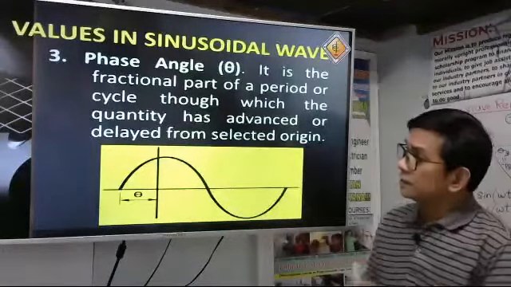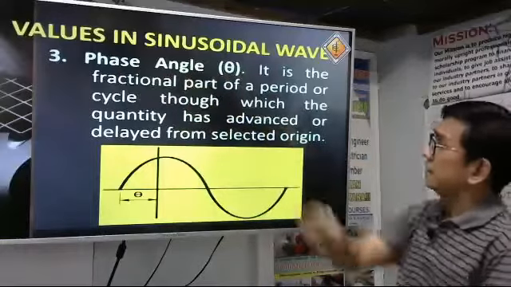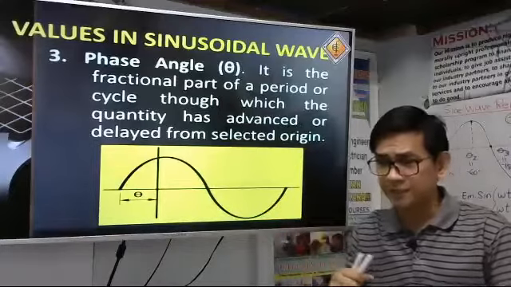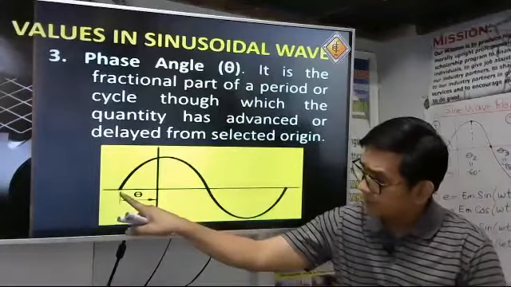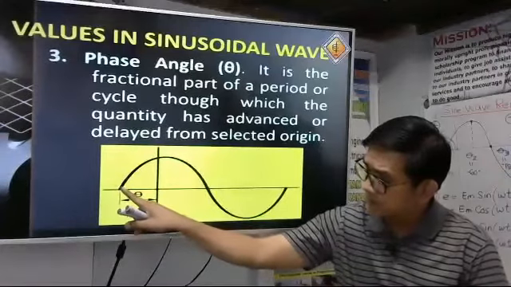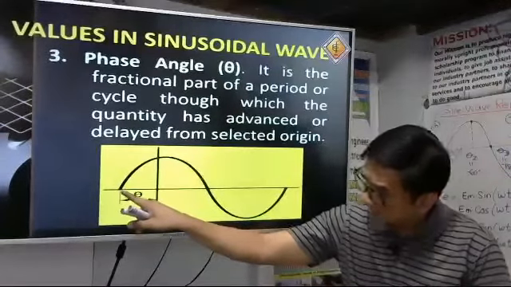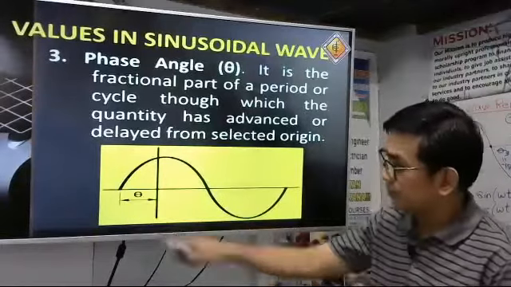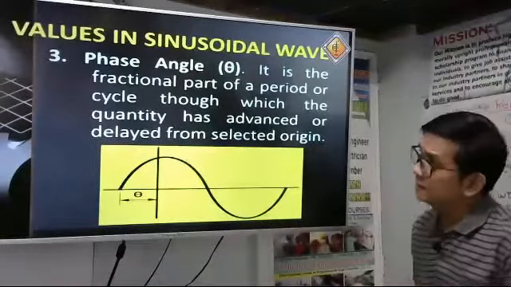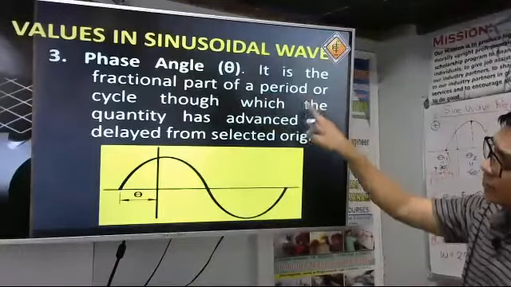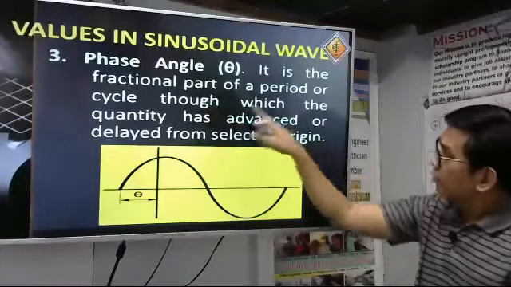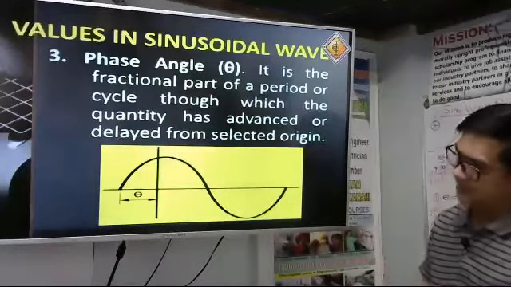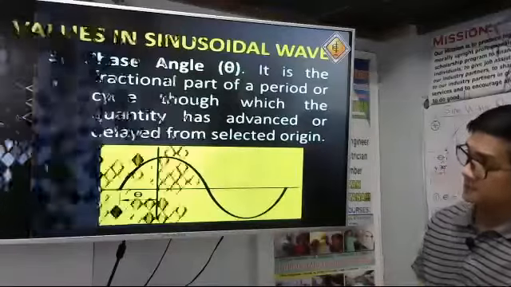Okay. So we have here the phase angle theta. This is the phase angle, just like our example before, the positive 30 degrees, where the location of the starting point is at positive 30 degrees in our previous example. So this is our theta. It is the fractional part of a period or cycle through which the quantity has advanced or delayed from a selected origin. Okay, so this is the phase angle.